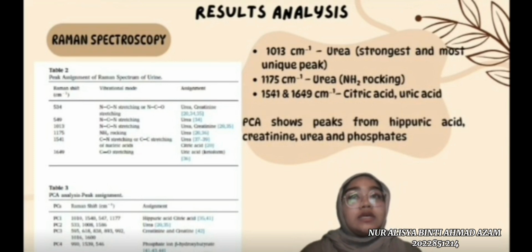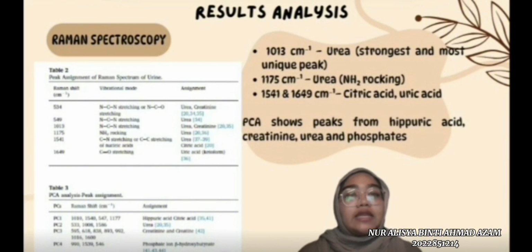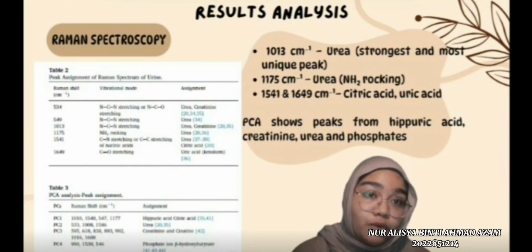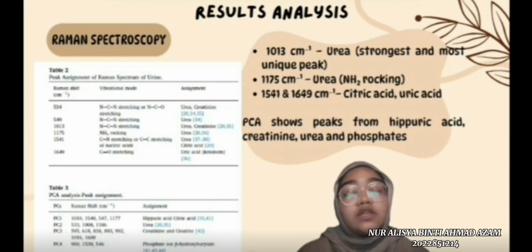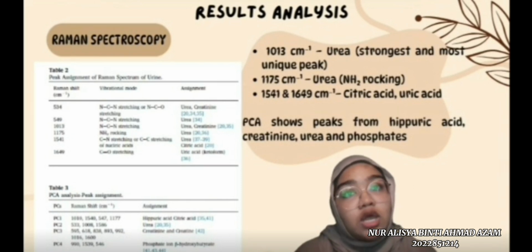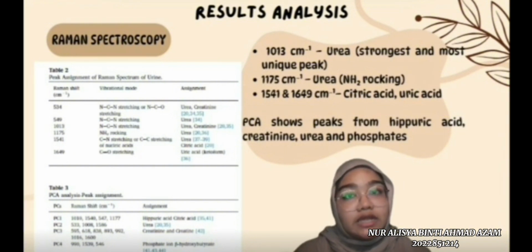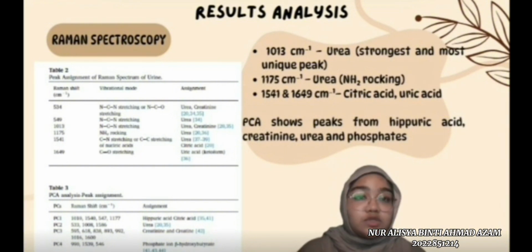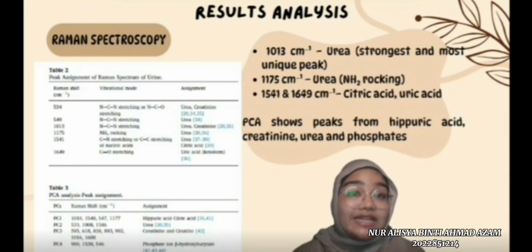The most important peak is 1013, which is the strongest signal, and it comes from urea, the main compound in urine. We also have 1175, which also comes from urea with the functional group NH2 rocking movement, and 1541 and 1649, which are linked to citric acid and uric acid. This shows that these are reliable and strong peaks that can identify with confidence that it is urine.